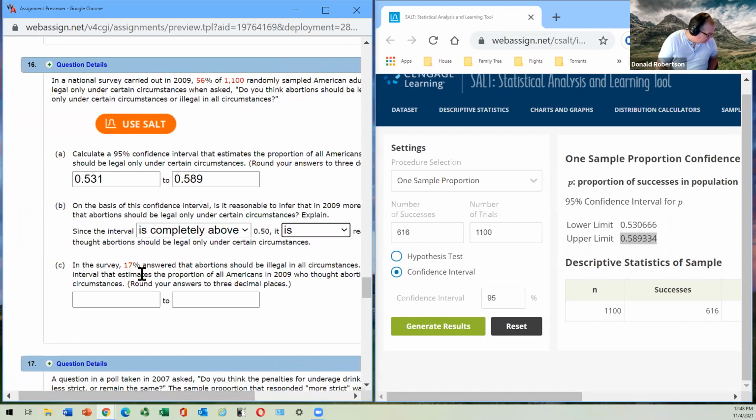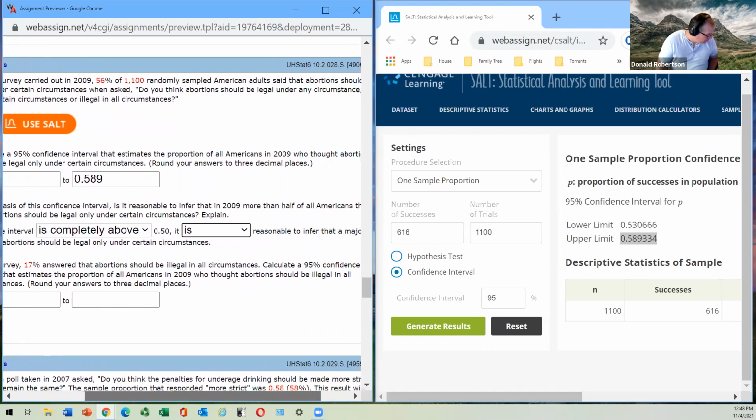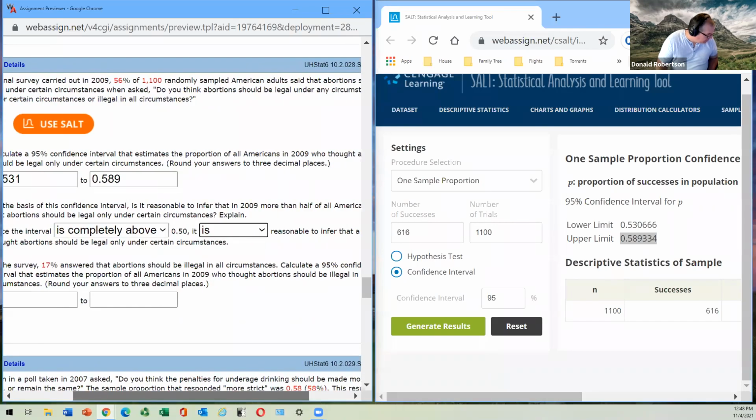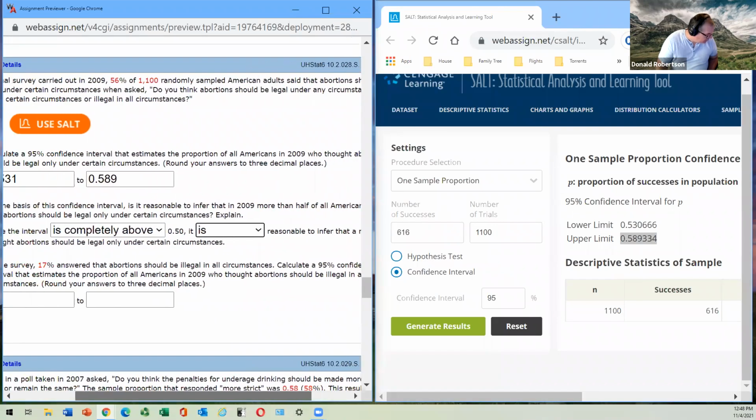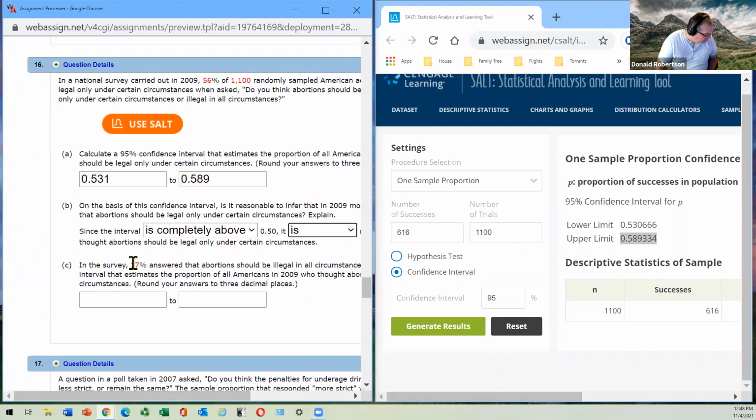Now, in the survey, 17% answered that abortion would be illegal in all circumstances, and they want us to calculate a different confidence interval for that number. So if you wanted to do it for the anti-abortion people, wouldn't it be 17%? And wouldn't I have to change my 616 to whatever 17% was, which is what I'm doing right now? And I would get a lot fewer people, 187.